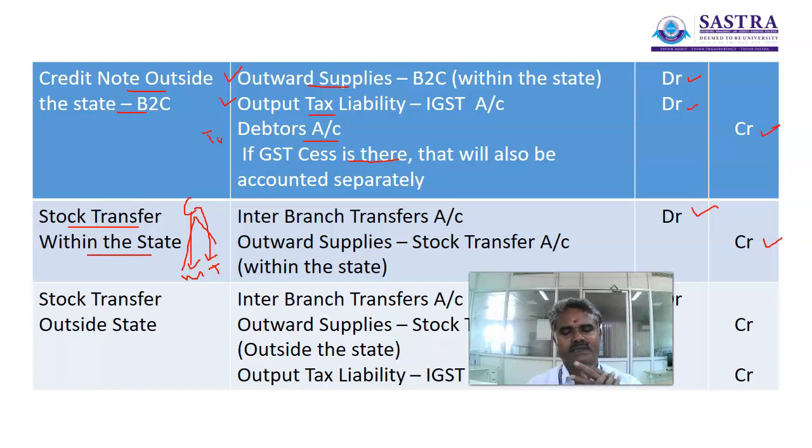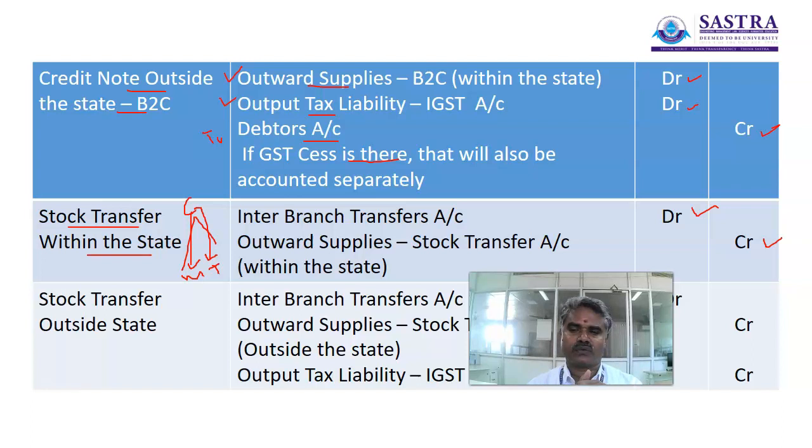Outward supply, okay, because why? This is not for the purpose of sole consideration. Here you need not collect anything from one branch to another branch. Mutual transfer between one branch and another branch is not a sale. Okay, so this is very, very important.